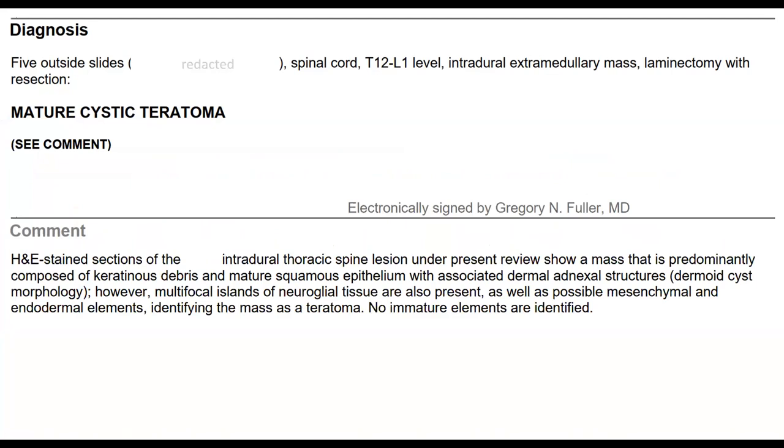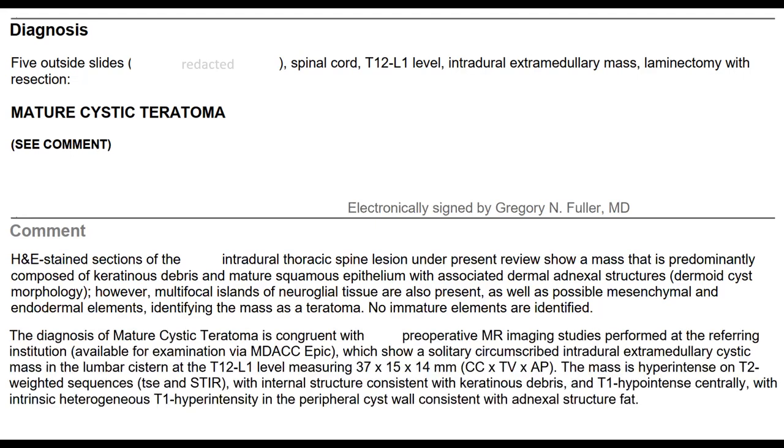H&E stain sections, intradural thoracic spine lesion, yada, yada, yada, associated with dermal adnexal dermoid cyst morphology. That's primarily it. However, multifocal islands of neuroglial tissue are also present, as well as possible mesenchymal and endodermal elements, identifying the mass as a teratoma, no immature elements. Diagnosis congruent with preoperative MR imaging studies performed at the referring institution, which we had, shows a solitary circumscribed mass, exactly what Octavio described. There are the measurements, which I took, easy, easy breezy to do. Mass is hyperintense on T2, so TSE and STIR, internal structure consistent with keratinous debris, T1 hypointense centrally with intrinsic heterogeneous T1 hyperintense peripheral signal, consistent with adnexal structural fat.